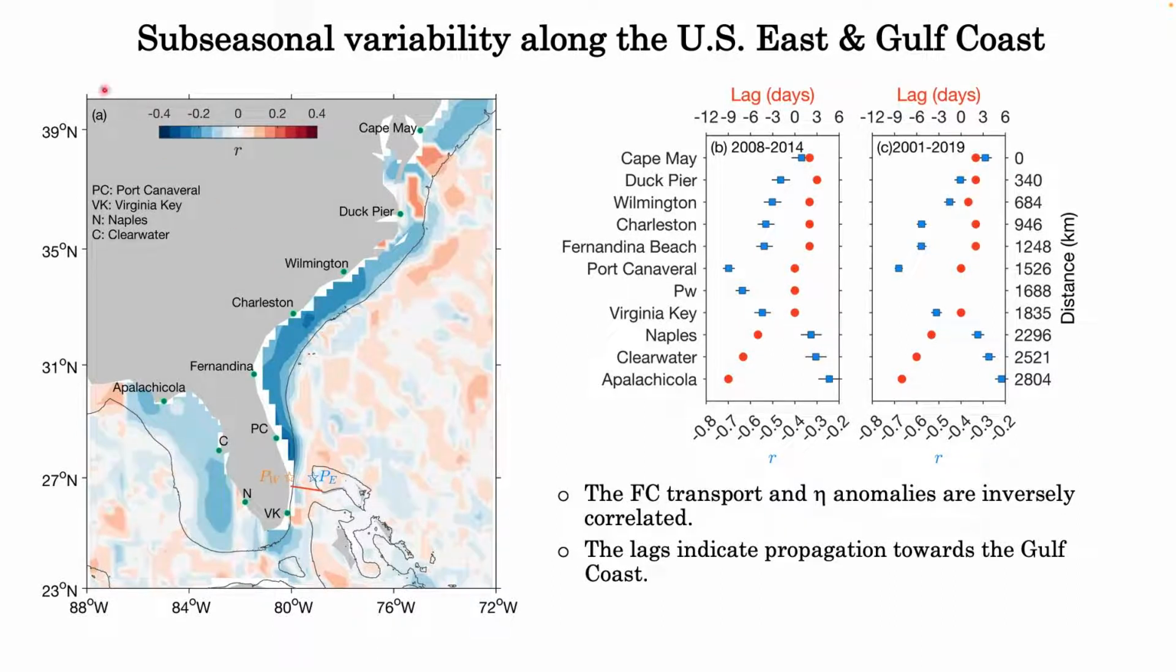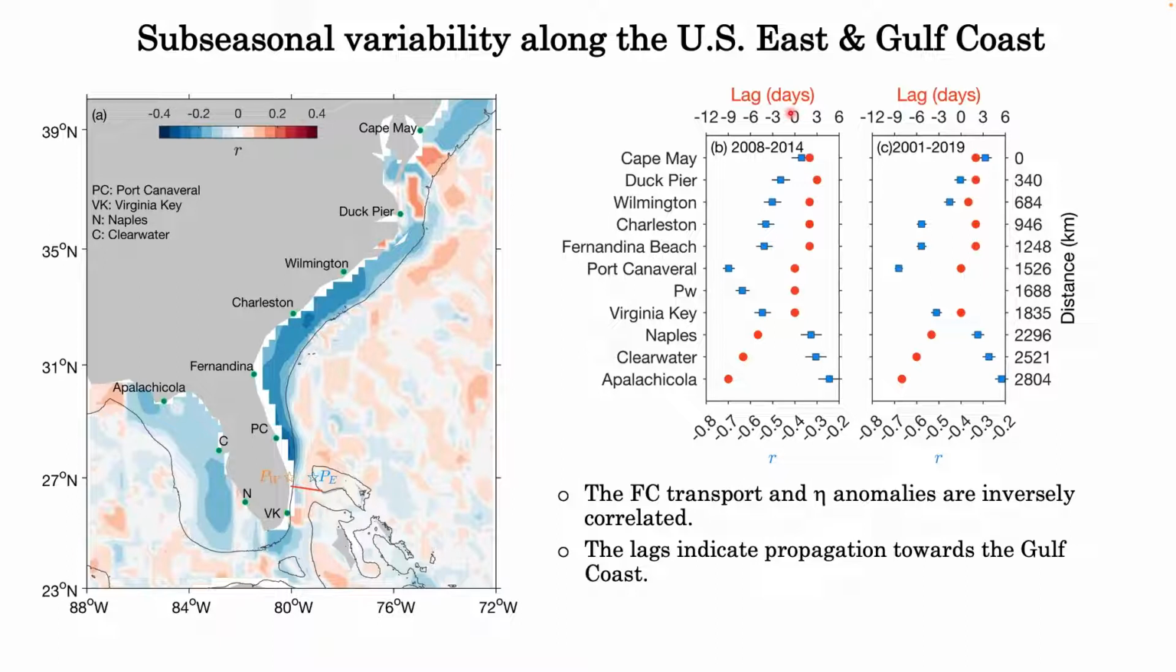We propose that the variation might have something to do with coastal or continental shelf dynamics. To showcase that, we have a plot here showing lag correlation between the Florida current transport, FC transport, and the sea surface height anomalies from the satellite, of course. And then it's obvious that the two parameters are inversely correlated, particularly within the continental shelf region. It's blue, which is negative.